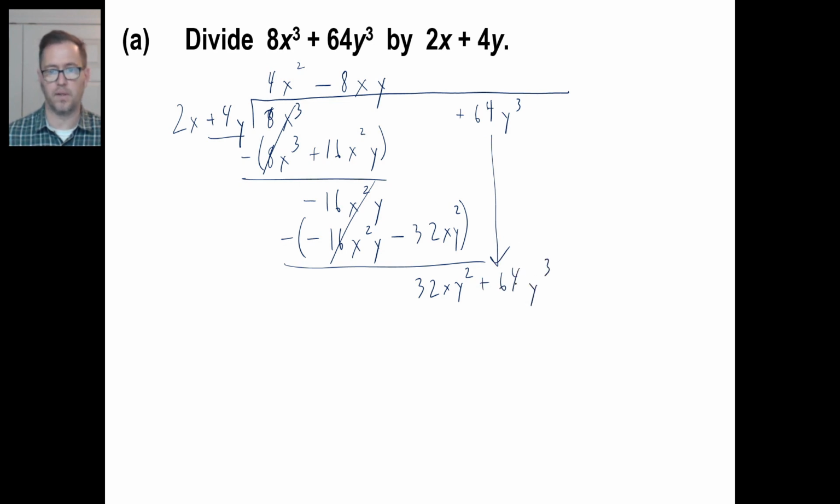All right, here we go. This gets divided by that now. So 32 divided by 2 is going to be 16. x divided by x is 1. No need to write that. And then y squared will be what's left.